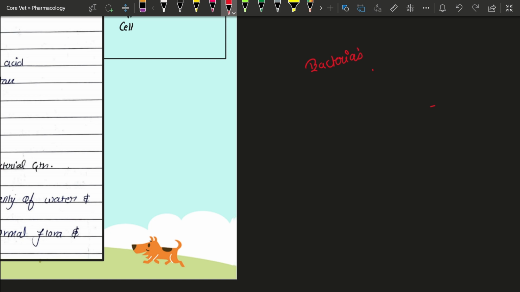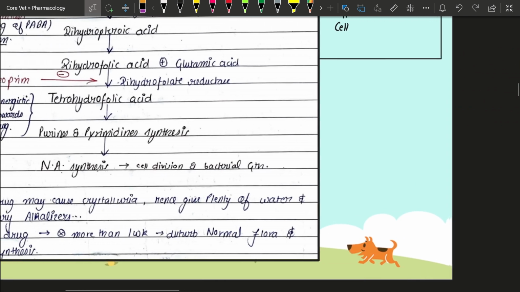If we talk about the bacteria, how are they going to have this particular folic acid? They are going to synthesize it, okay? They are going to synthesize folic acid. Mammals do not synthesize folic acid. They get the folic acid from their diet. So how does the particular bacteria synthesize the folic acid?